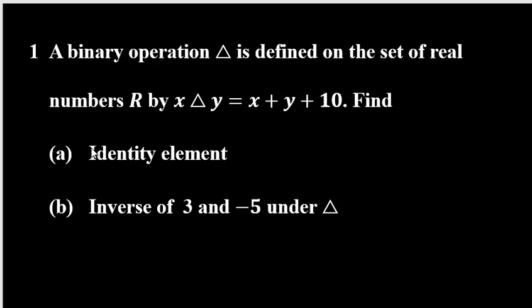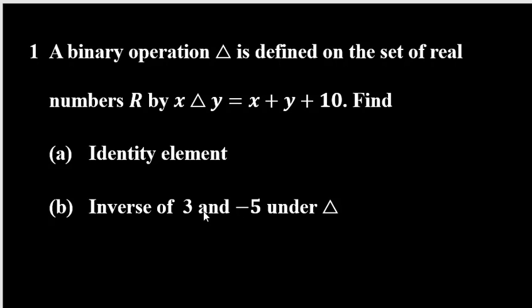A binary operation, the triangle operation, is defined on the set of real numbers R by x triangle y equals x plus y plus 10. Find A, the identity element, and B, the inverse of 3 and negative 5 under the triangle operation. So we'll try going through the solution for this question.